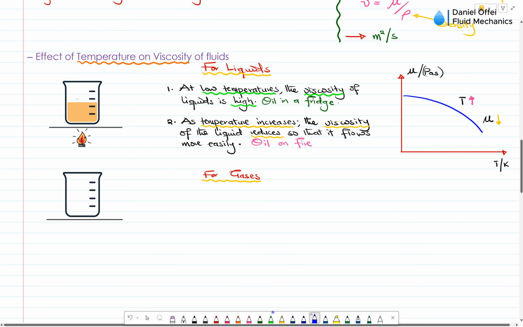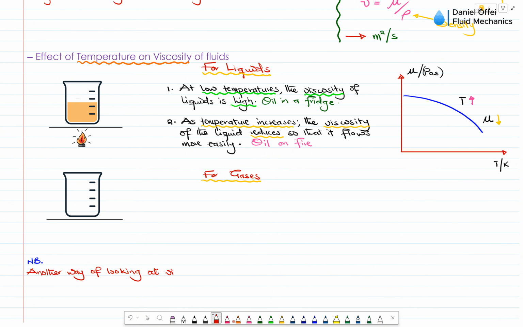So let's see another way of looking at viscosity. You know, when the fluid is very thick, then it becomes very difficult for substances to flow through, and a thick fluid has high viscosity. So another way of looking at viscosity is how easily an object can flow through the fluid.